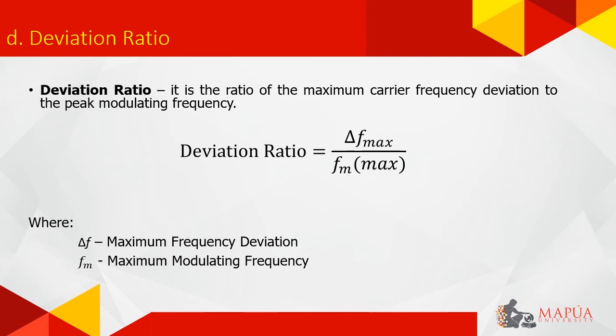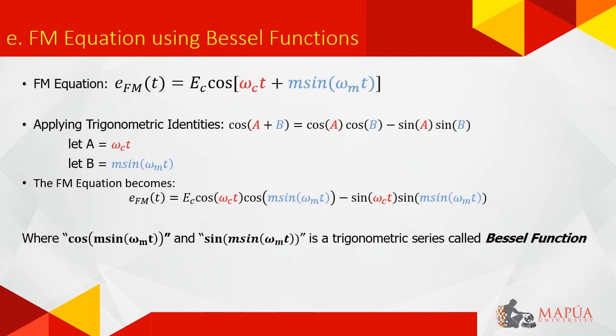The deviation ratio is the ratio of the maximum carrier frequency deviation to the peak modulating frequency. Considering a frequency modulation equation given by E sub Fm of t is equal to E sub c cosine of omega ct plus m times sine of omega mt, a trigonometric identity, cosine a plus b, can be applied to it so that it would be simplified into an equation which contains a trigonometric series called Bessel function.